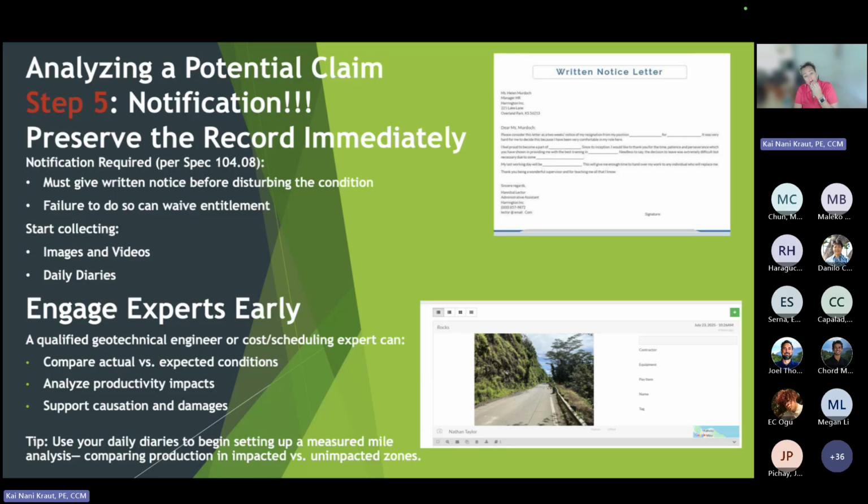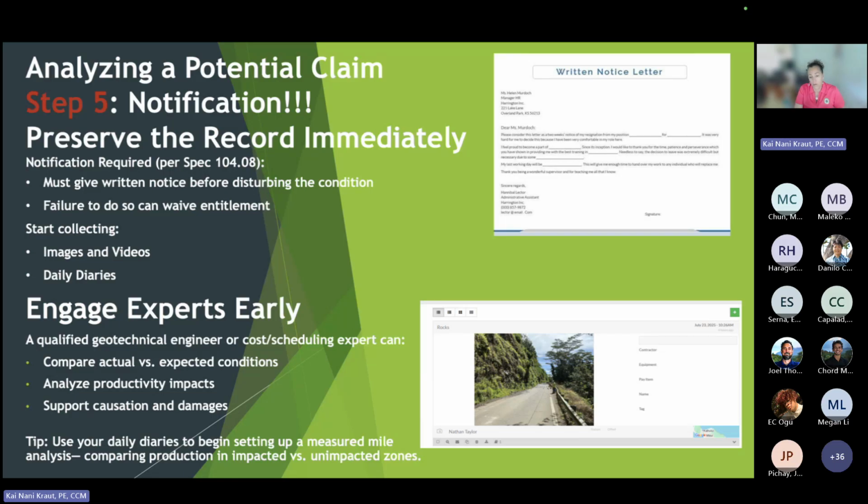At this time, we also want to start collecting the information, compiling it, having a contemporaneous record of it, just kind of keep notes, engage experts as early as possible. So obviously the geotech engineer, that's usually where these unexpected conditions are coming. Compare actuals to expected, analyze productivity impacts, support causation and damages.